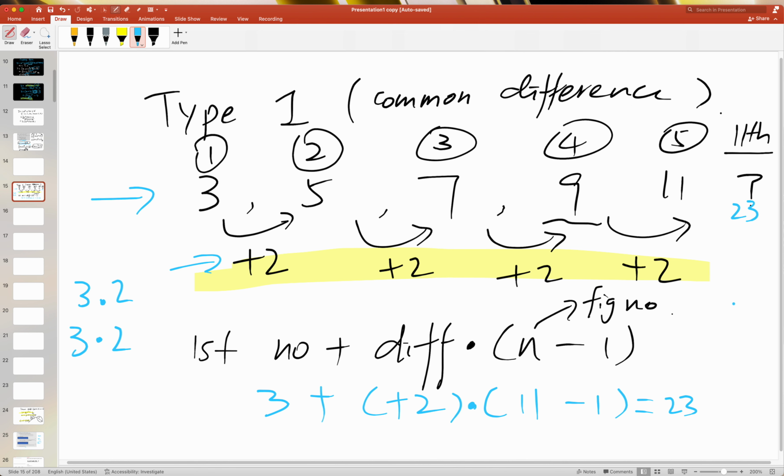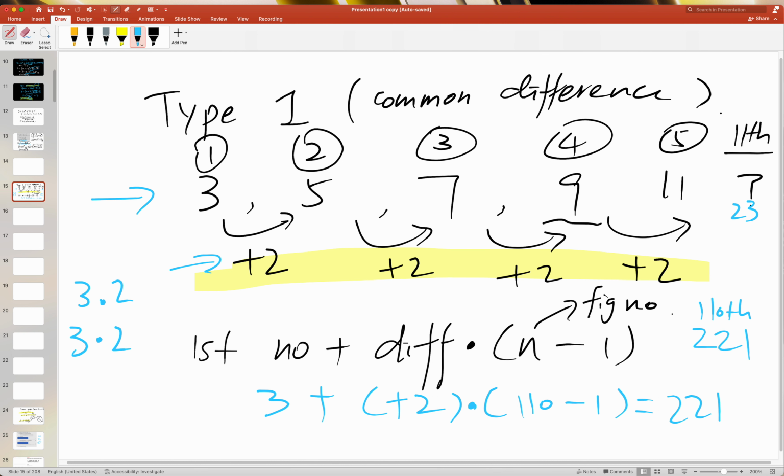So if they want the 110th number, you just replace 11 with 110, right? Can you help me out with this? Let me double check. Okay, yeah, so it's 221. So the 110th number is 221, yes.